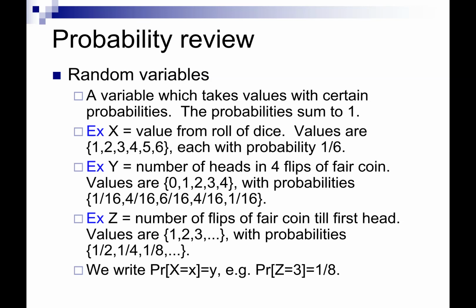Okay. And then when you have random variables, we're going to use this kind of notation. We're going to say that the probability that this random variable, capital X, equals a particular value, little x, is going to be equal to some value y. So for example, the probability that I need to flip the coin 3 times till I hit the first head is going to be 1/8.